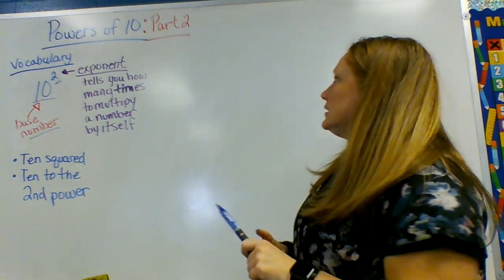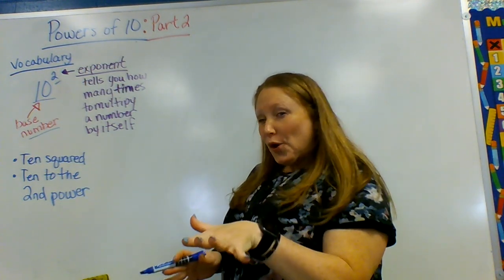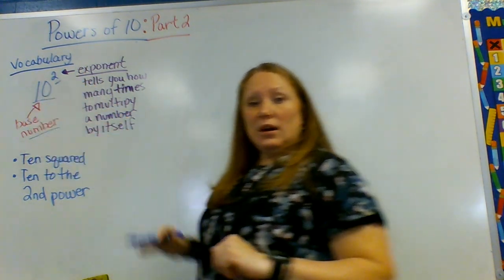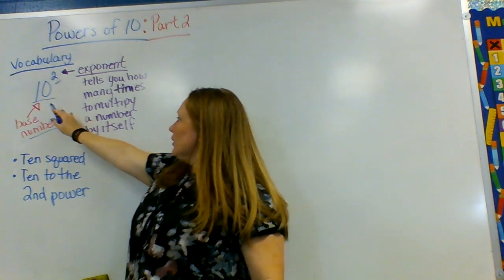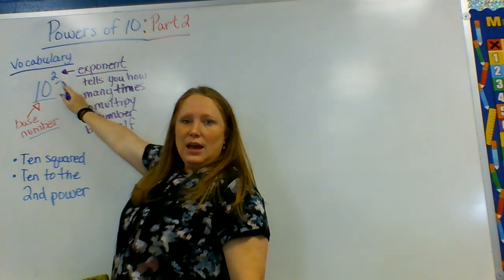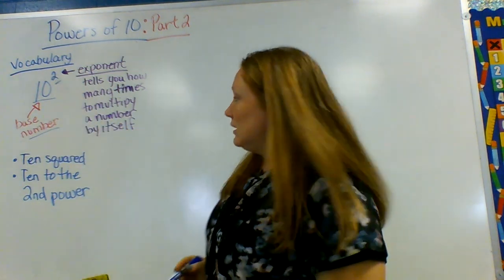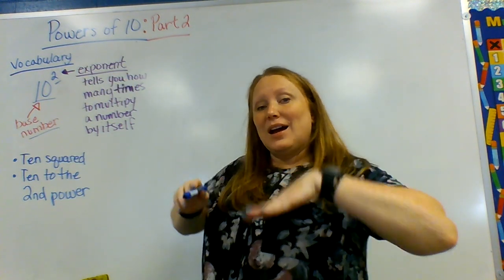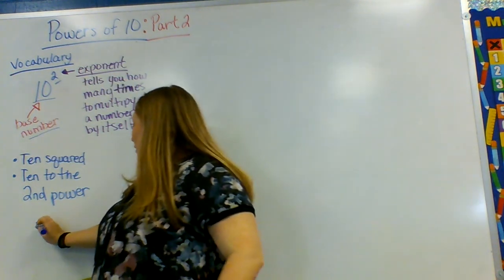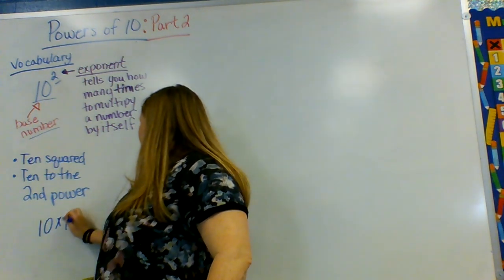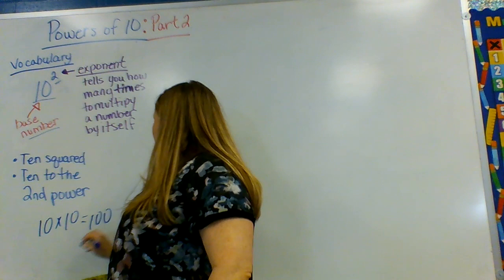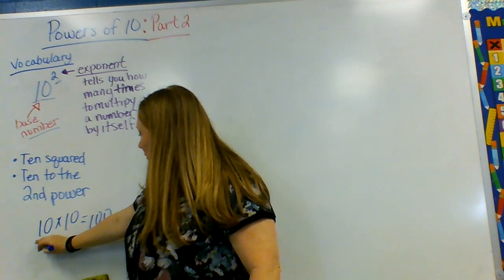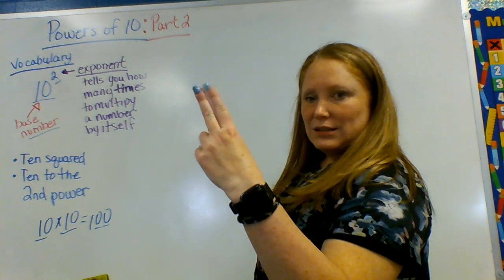Now, your vocabulary today is the same as yesterday, so you do not have to write it down if you don't want to. We are still talking about powers of 10. Remember, we have 10 as our base number, and then we're going to have some different numbers as our exponents. Remember, the exponent tells you how many times you're going to multiply that number times itself. So 10 to the second power really is 10 times 10, which equals 100, right? Because the 2 tells you how many zeros you're going to have at the end, okay? And it tells you you're going to multiply that number times itself. You have it twice, okay?